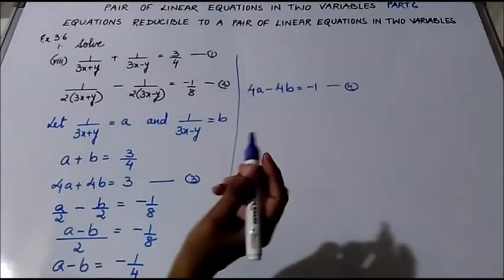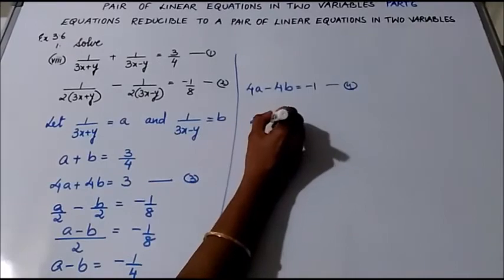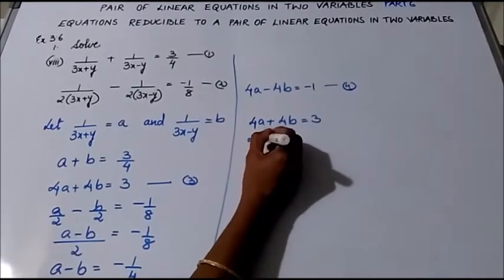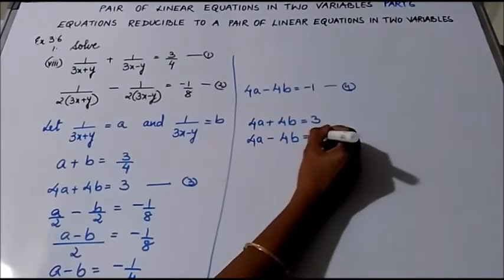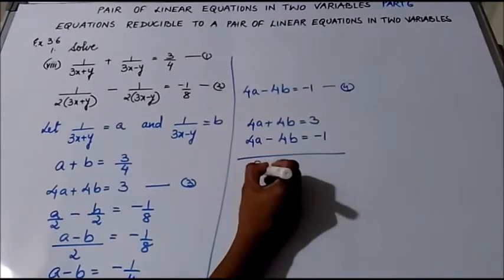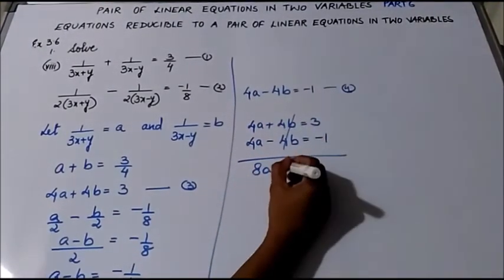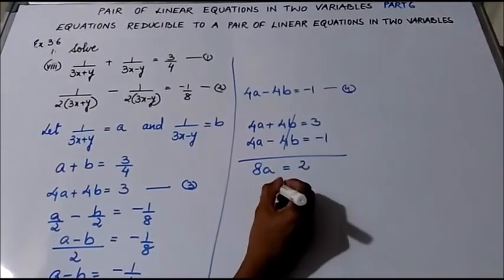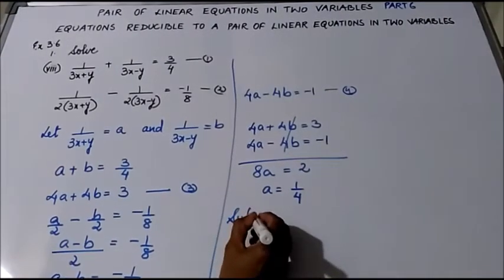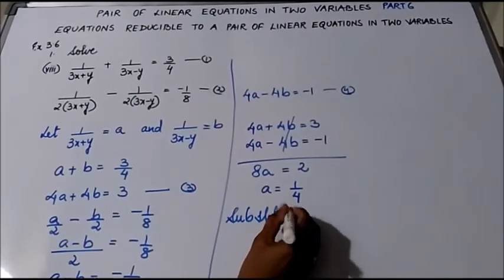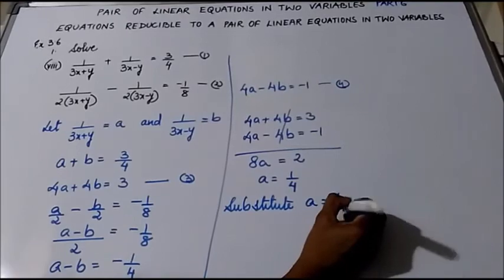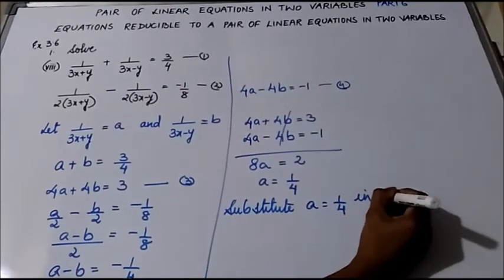So now the two equations we got is 4a plus 4b is equal to 3 and 4a minus 4b is equal to minus 1. We'll add both the equations. Here you will get 8a, the b term gets eliminated, is equal to 2. A is equal to 2 by 8, that is 1 by 4. Now substitute a is equal to 1 by 4 in equation 3.